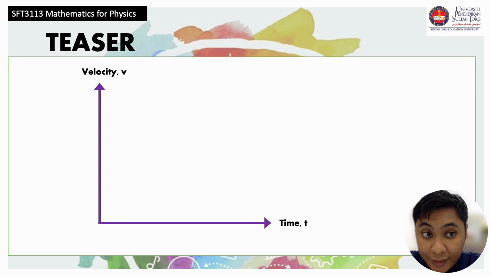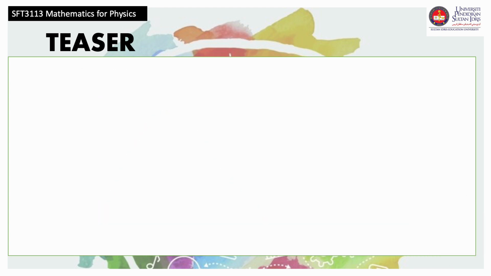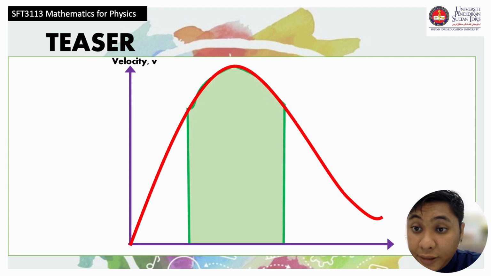Velocity against time, right? And then you have this motion, then you have this motion. So if you have this kind of curve or motion, the motion moves like this curve, all right? So you want to find the area under the graph.